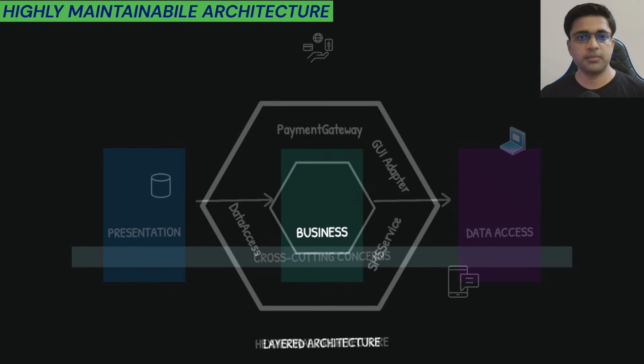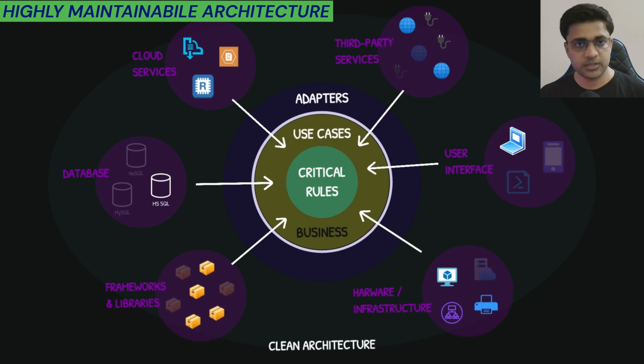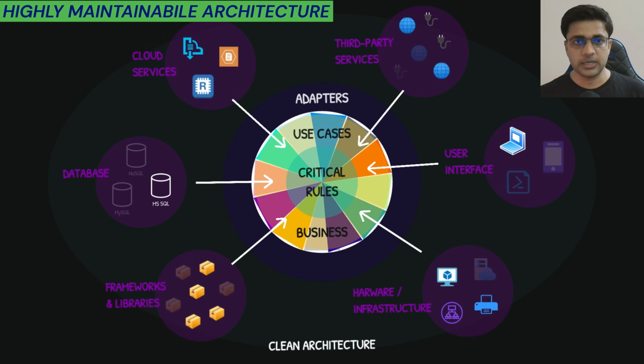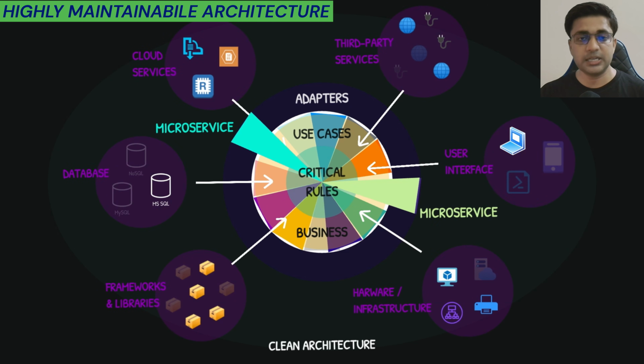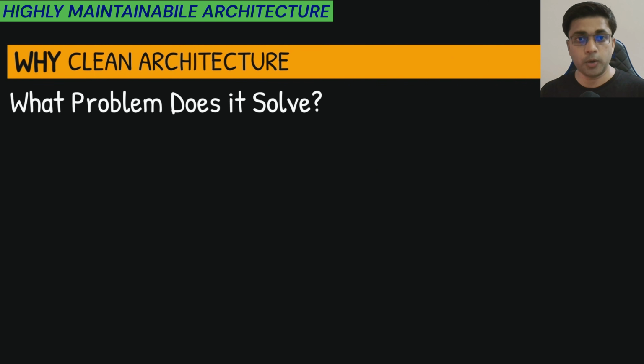Clean architecture can be considered the most evolved form of all those architectures that try to solve maintainability. It takes lessons from existing architectures, adds its own unique contributions, and presents an ultimate picture in the form of a highly maintainable architecture. Before we learn what is clean architecture, we need to learn why we need clean architecture. What problem does it solve?